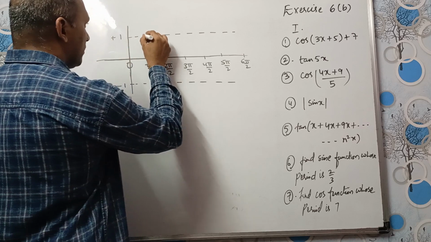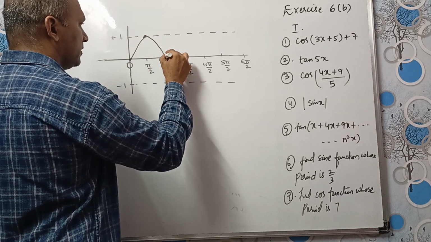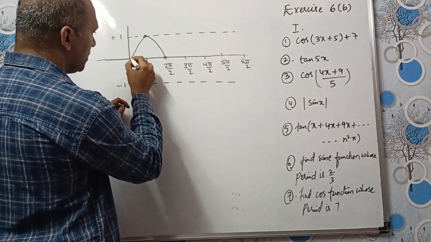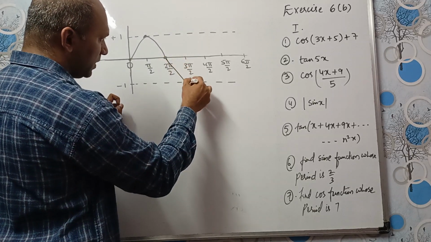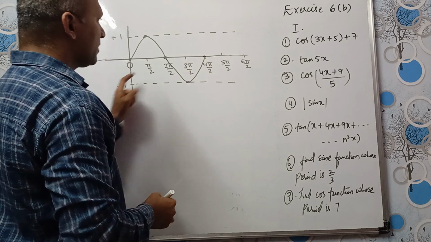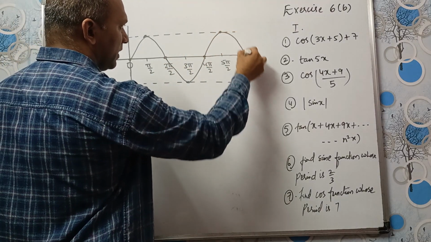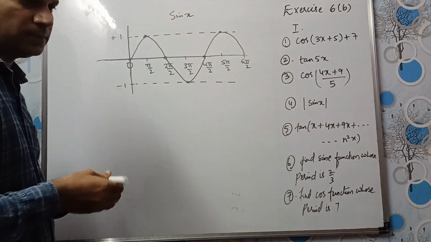We learned the graph of sine will be like this, right? At pi by 2 it will be maximum, 90 degrees. At pi it will be 0 again. At 0 it is 0. At 3 pi by 2 it will be minus 1, and at 4 pi by 2, that is 2 pi, it will be 0 again. Okay, and again we have like this. This is the graph of sin x.